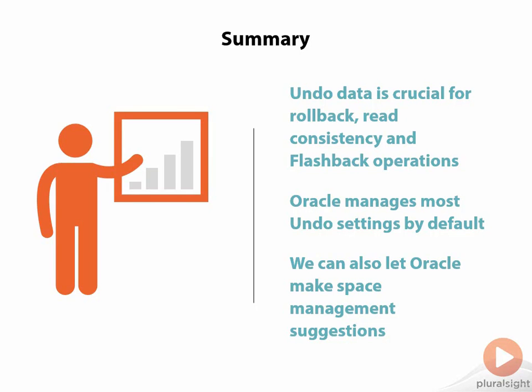What have we learned in this module? Well, we certainly learned that undo data is critical for us in many ways. The three main functions of undo data in Oracle Database 12c are rollback from uncommitted transactions, read consistency, and flashback operations. Simple as that. We also learned that Oracle manages most of these undo settings by default, but as always, you can take over to any degree that you're comfortable.